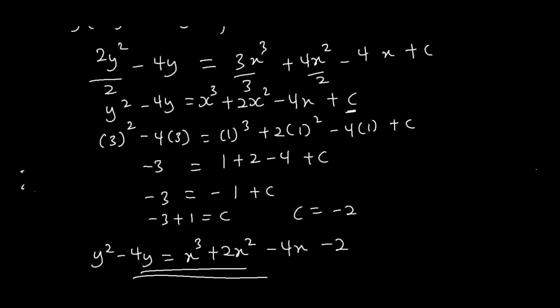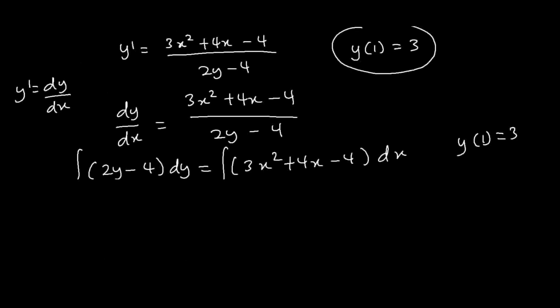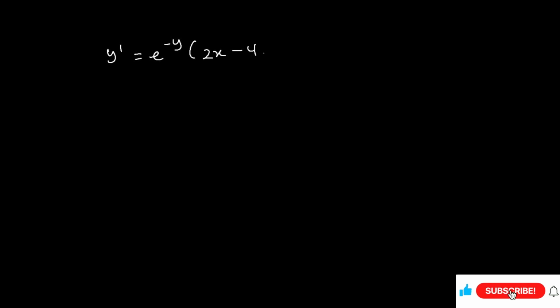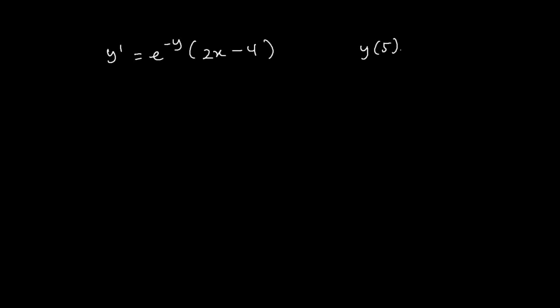Okay, so let's take another example. The question I have here is y prime equals e to the power minus y multiplying 2x minus 4, given the initial condition y of 5 equals 0.